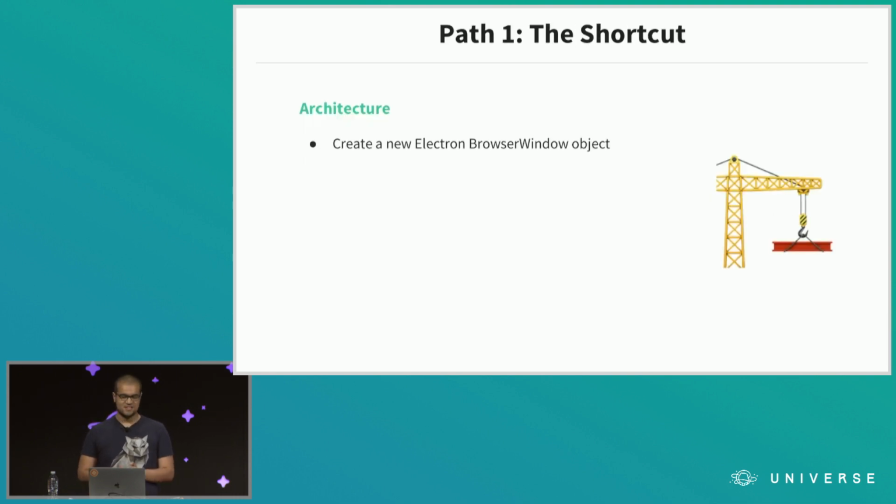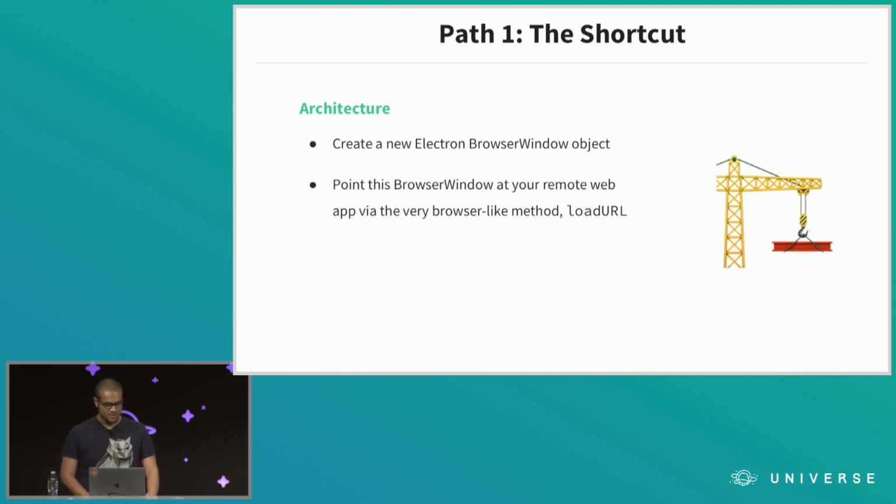So what does this look like? We're creating a new Electron browser window object. We're pointing this at our remote web app with this very browser-like method, load URL, much like if you typed in the URL in the address bar.